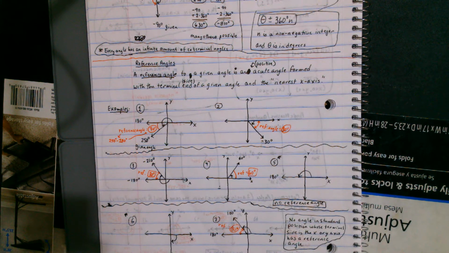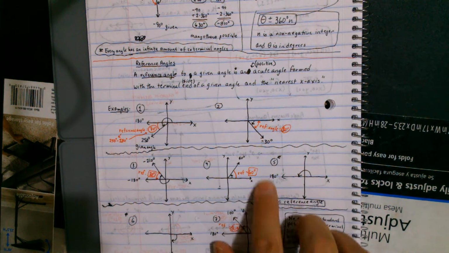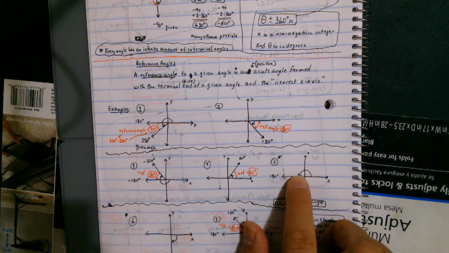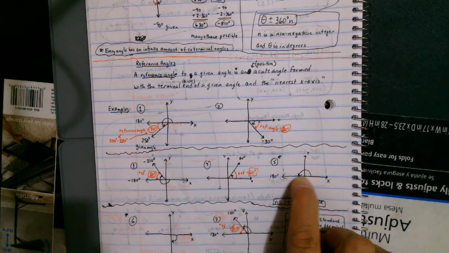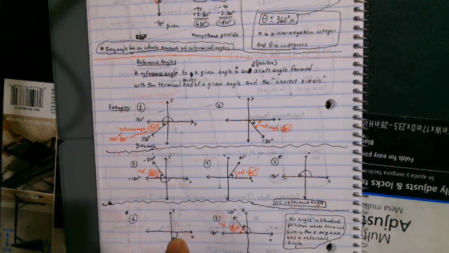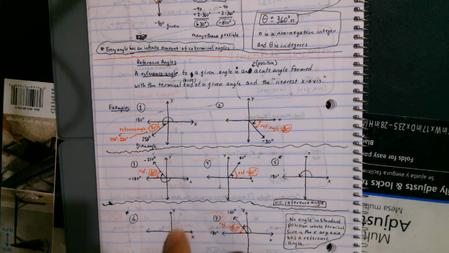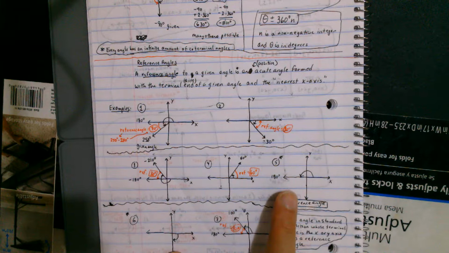Essentially, a reference angle cannot be 0, and it cannot be negative. So, and it can be greater than 90. So here, this has no reference angle. This one down here, the nearest x-axis is either positive or negative. That's 90 degrees. That wouldn't be a right angle, not be acute. So this one has no reference angle. So 5 and 6 have no reference angle.